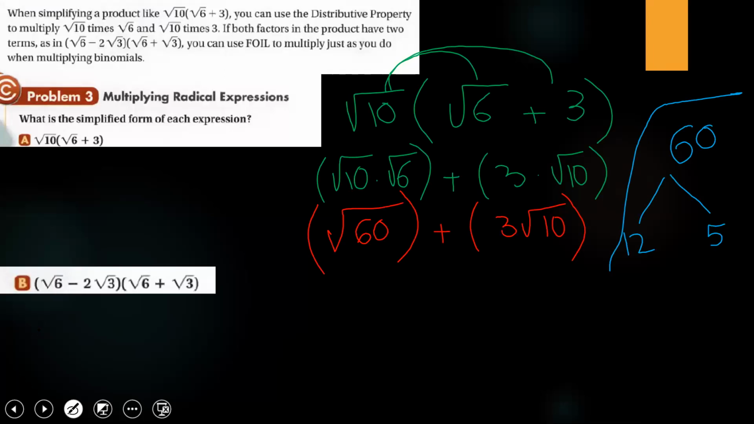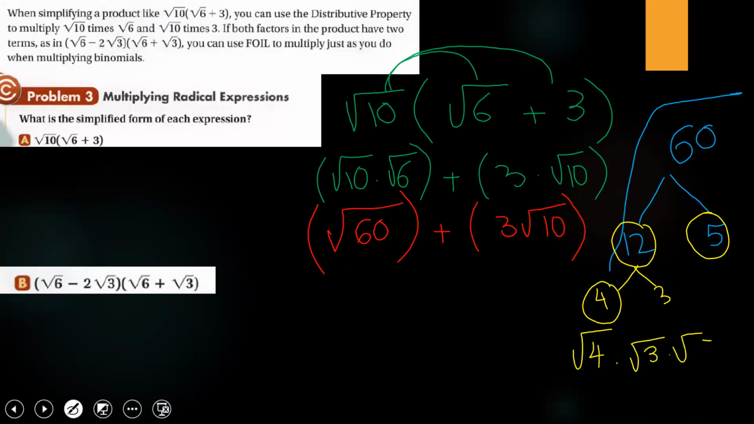Let's come back here now. So we said 60. When you factorize it, we get 12 and we get 5. And since 12 is not a prime number, it is 4 and 3. Where do I have to stop? I have to stop at a number which is a perfect square. I found 4, so I have to stop. So I say it's square root of 4 times square root of 3 times square root of 5.